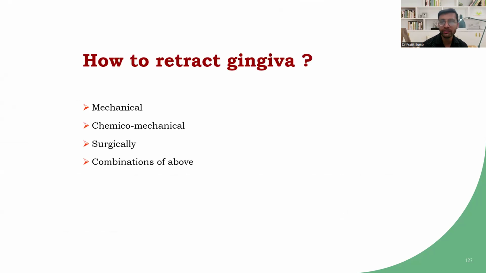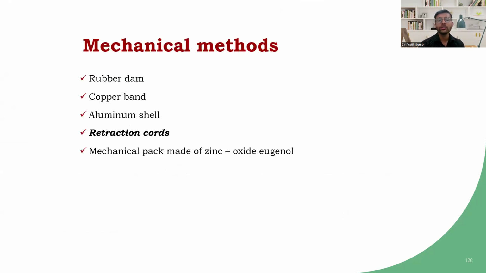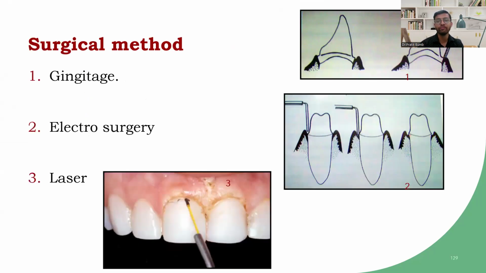Now, how to retract gingiva? There are basically three methods, that is mechanical, chemico-mechanical, surgical, and the combination of any of the above. In mechanical methods, we have rubber dam, copper band, aluminum shells, and retraction cords. Also, we have a mechanical pack that is made of zinc oxide eugenol. In surgical methods, you use gingitage or electrosurgery or laser.